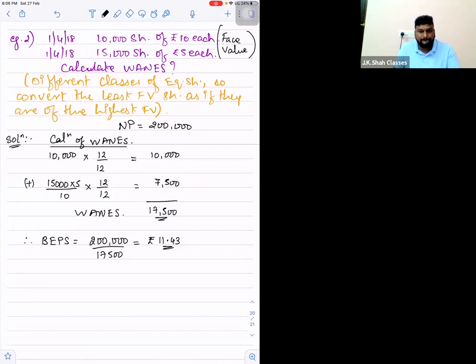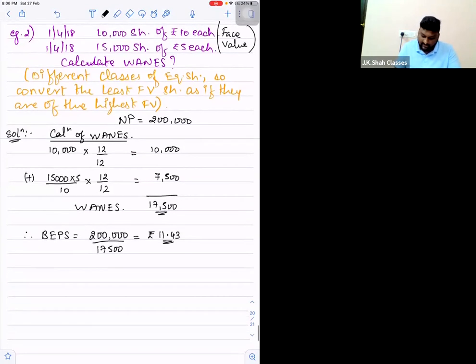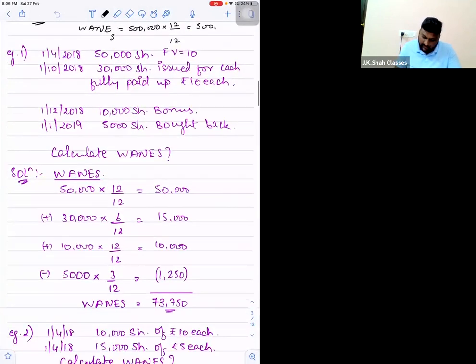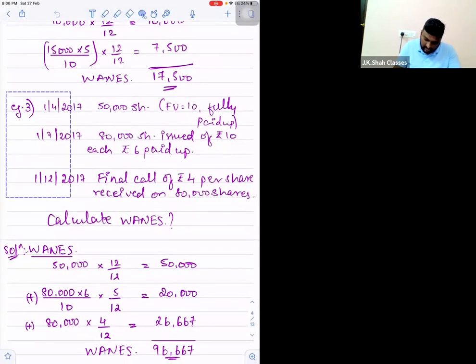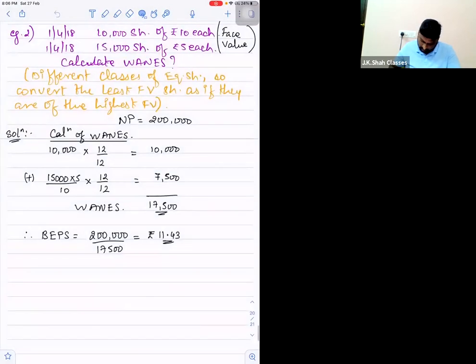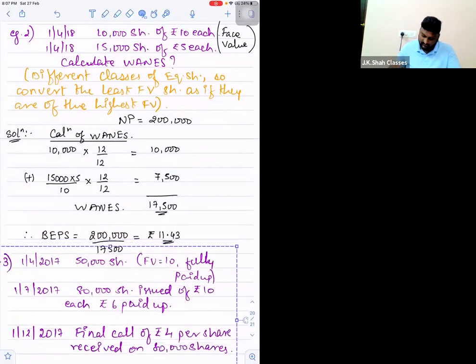Right? So please copy down this. And just wait for a minute. I will also paste the third question. So if anybody has completed the second example, they can copy down the third question also. I'll just copy paste the third question.